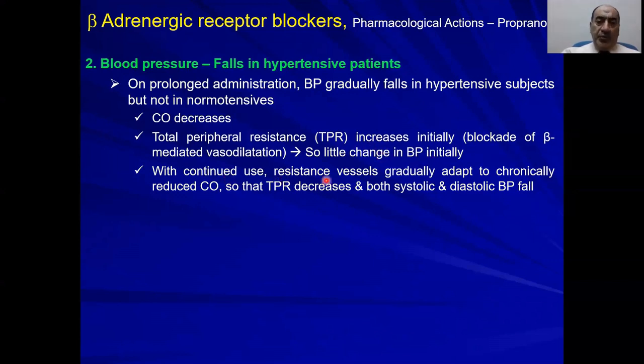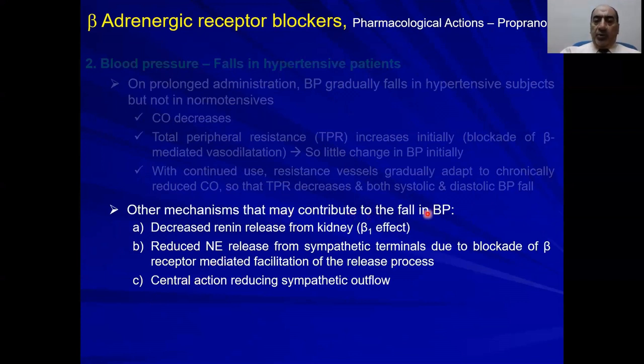However, with continued use, the resistance of blood vessels gradually adapts to the chronically reduced cardiac output. So the total peripheral resistance, which was the issue, because here I'm inhibiting the beta 2 receptors, which would cause vasodilation, the predominant effect will be only on the alpha receptor, which would cause vasoconstriction. So the blood vessels will adapt to this continuing vasoconstriction, and also adapt to the reduced cardiac output. Total peripheral resistance will decrease, and then both systolic and diastolic blood pressure will decrease.